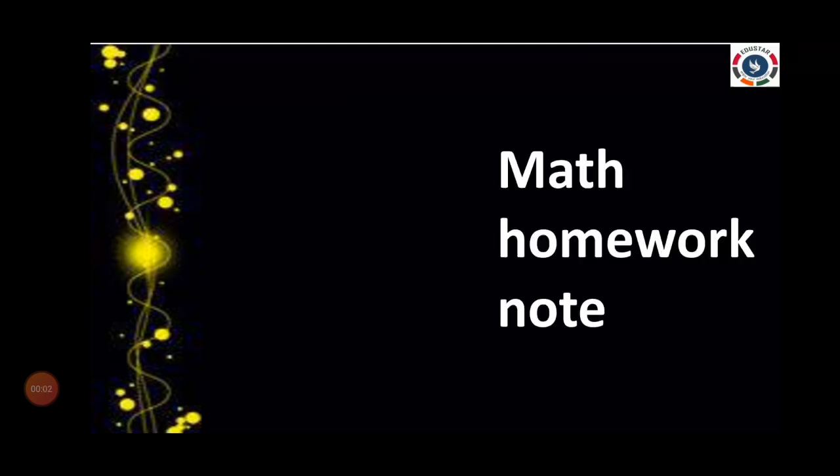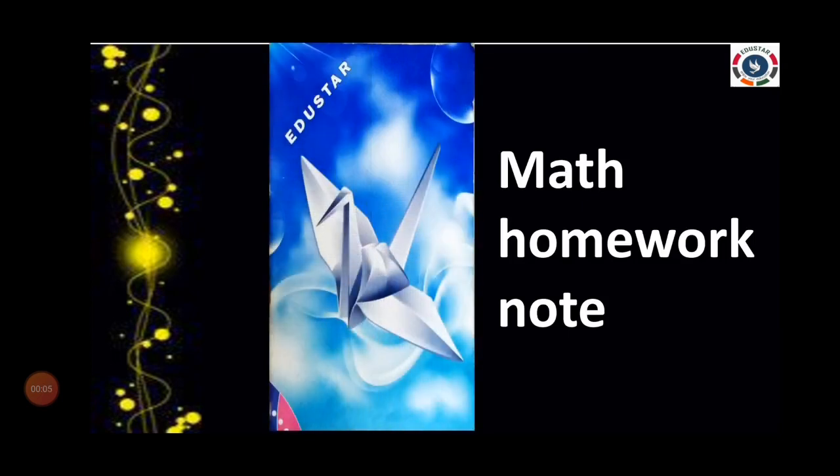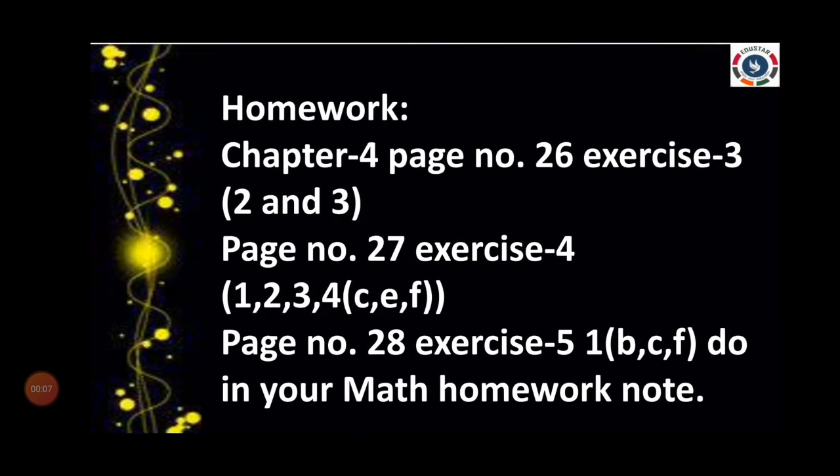Next time I am going to give the homework part to you. Take your math homework note. Homework: chapter number 4, page number 26, exercise number 3, 2 and 3. Page number 27, exercise number 4, first, second, third and fourth sums C, E, F. Page number 28, exercise number 5, first sum B, C, F. Do it in your math homework note.